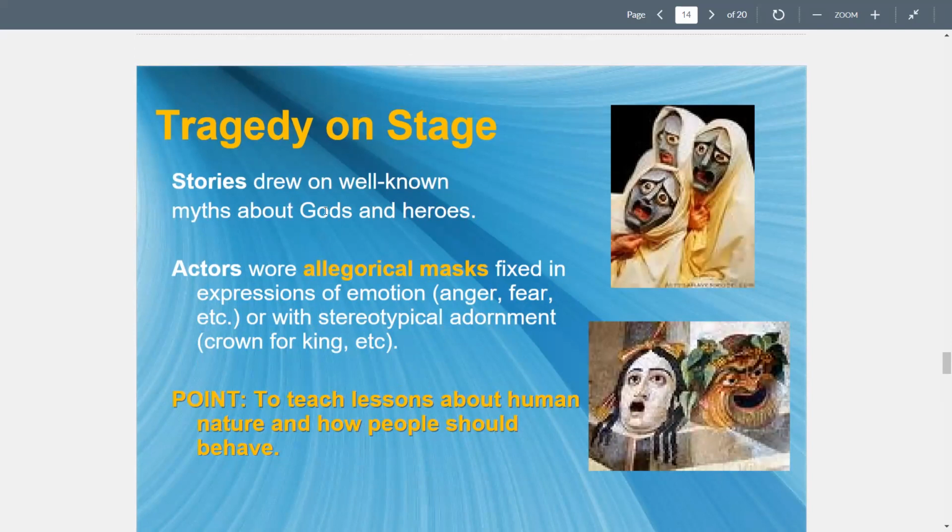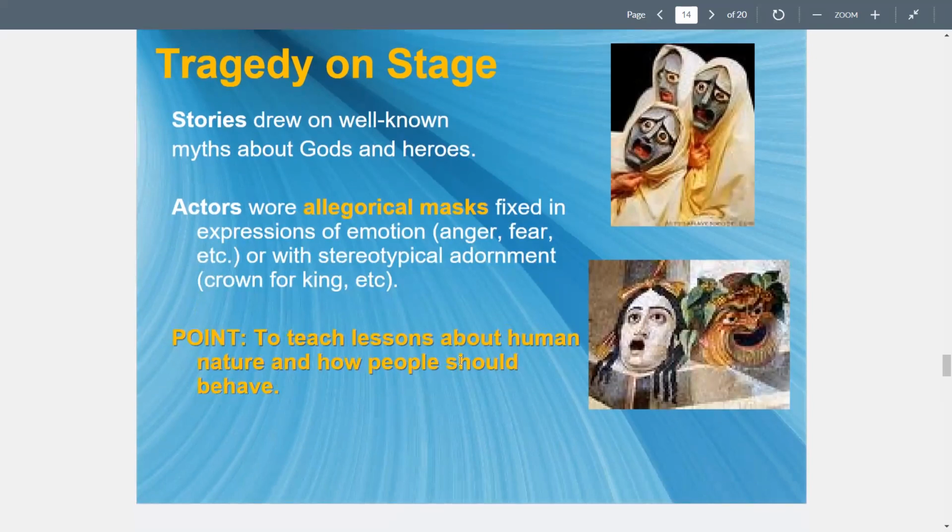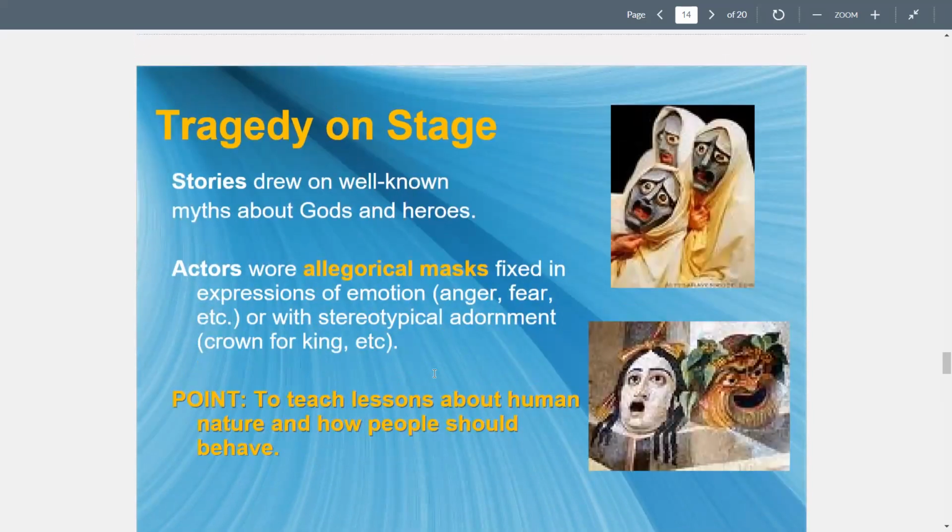Because if you already knew how the story was supposed to end, because myth is common to your culture, and you already knew the story of Agamemnon or Oedipus from mythology, you wouldn't be focused on the twists and turns in the story. You would be focused on learning the lesson from it. Actors would wear allegorical masks, fixing expressions of emotion such as anger or fear, or with stereotypical adornment, so like a crown for a king. So that way we know who the characters are supposed to be. And again, it's to teach lessons about human nature and how people should behave.